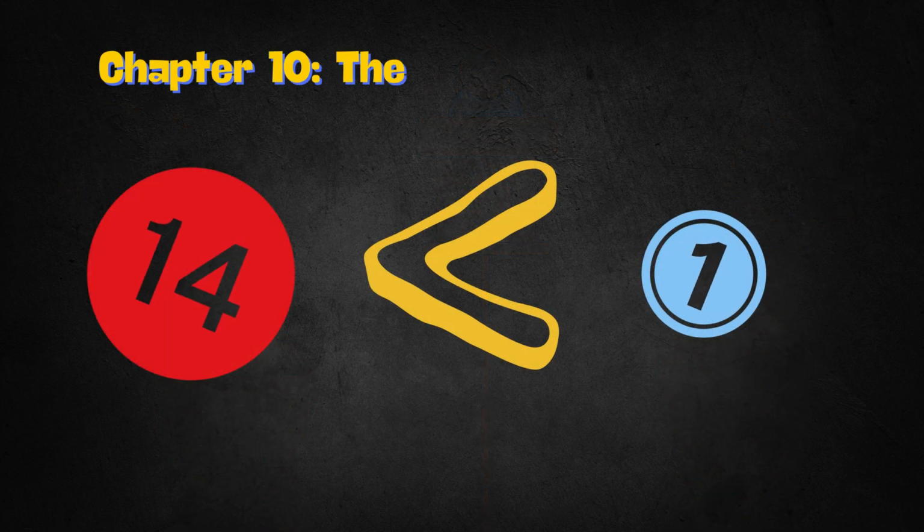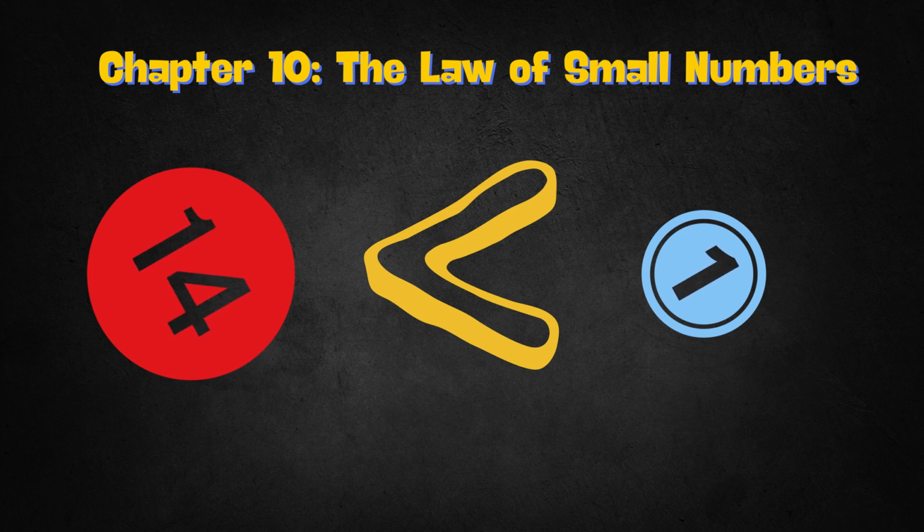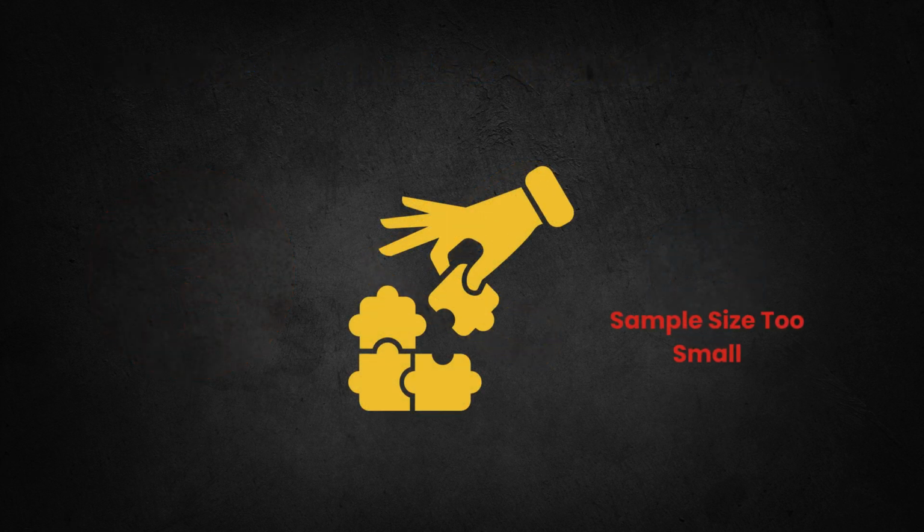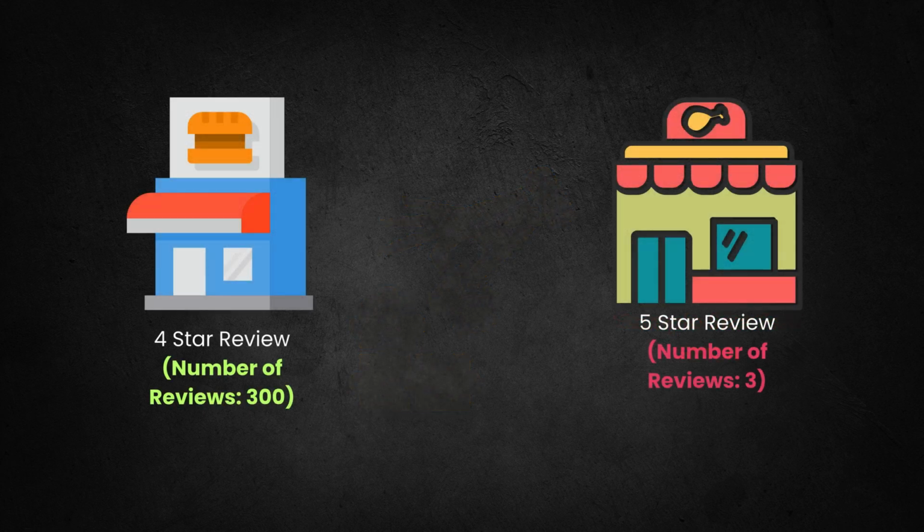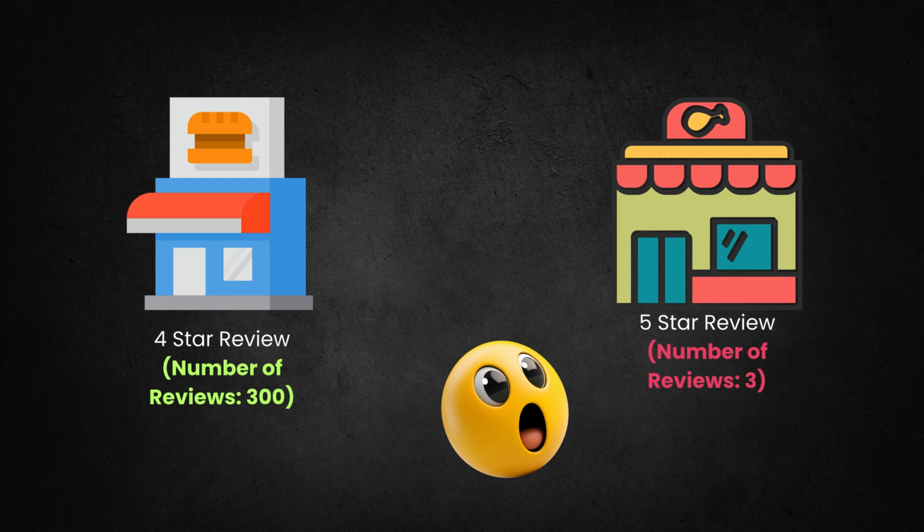Chapter 10. The Law of Small Numbers. Here, Kahneman warns about the dangers of small sample sizes. We tend to draw conclusions from too little data, leading to wrong assumptions. Example: a small restaurant receives 5 positive reviews, and you assume it must be amazing. Drawing conclusions from small samples often leads to faulty assumptions.